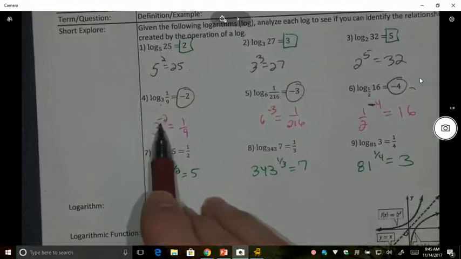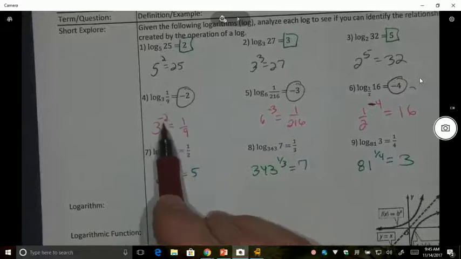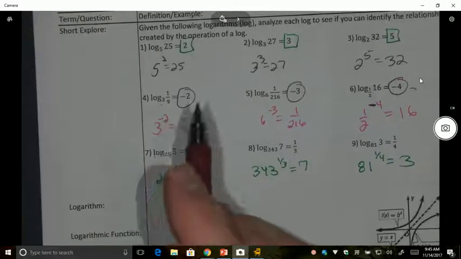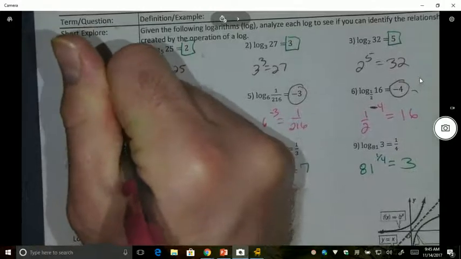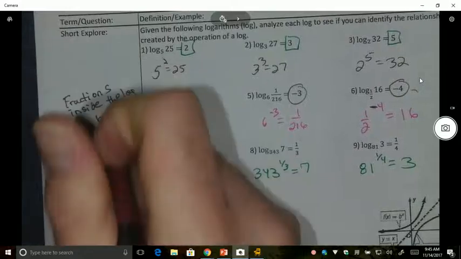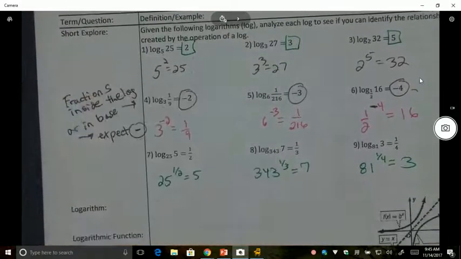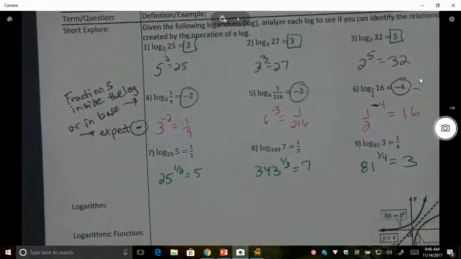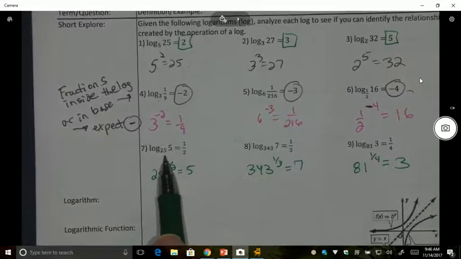3 to the 2nd is 9, but I didn't want 9. I wanted its reciprocal, so I needed a negative exponent. So whenever we see fractions inside the log or in the base, then we're going to expect a negative answer to the logarithm because there's going to be a negative exponent.